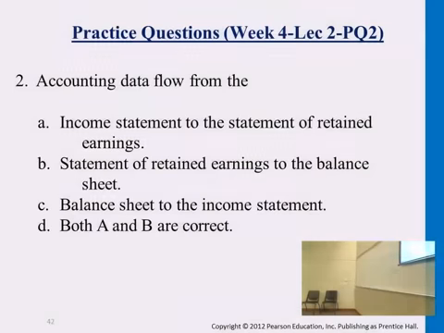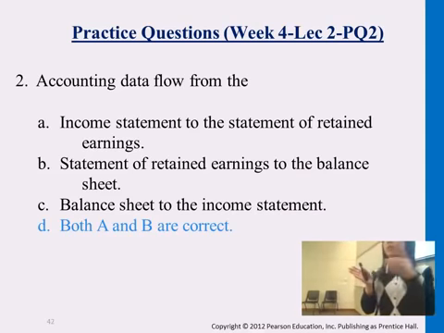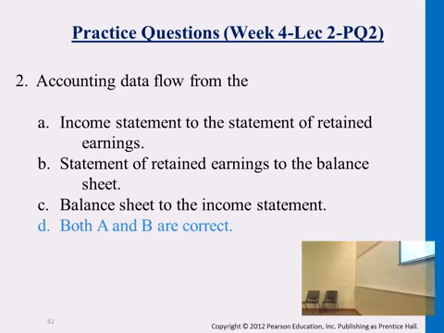Accounting data flow, the relationship between statements. Which one is correct here? It will be both A and B, right? We always prepare statements from the income statement to the statement of retained earnings, and then retained earnings to the balance sheet. This is always the flow. The income statement is narrower, it goes to retained earnings, and the balance sheet is the most comprehensive one.